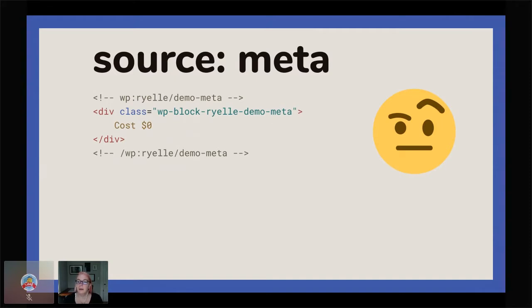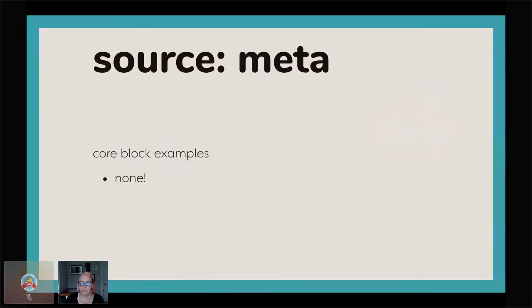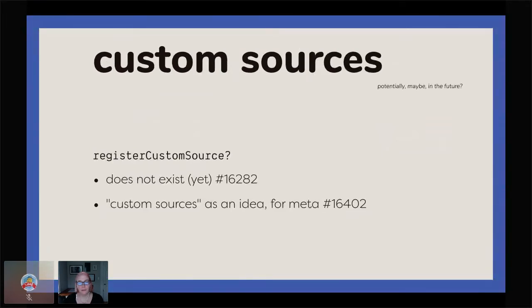And so adding more than one of these blocks, if you create a block with a meta source type, if you have more than one on a page and you change the value of one of the blocks, it will update all of them. So it doesn't end up out of sync. So no core blocks actually use meta. So no examples to show. Custom sources are a potential future maybe thing.